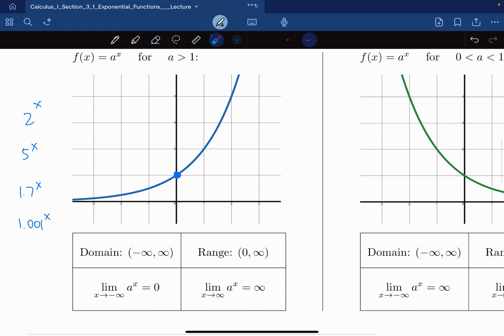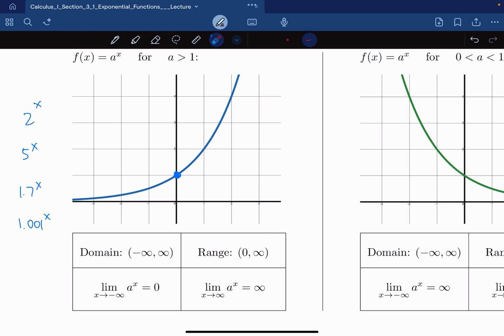Okay, we'll talk about this increasing speed in the future sections, but for now, this is what we have. The domain for exponential functions is always going to be negative infinity to infinity. One of the reasons why we really like this kind of function is because they have infinite domain. The range, however, is always going to be from 0 to infinity. In other words, you cannot obtain 0.